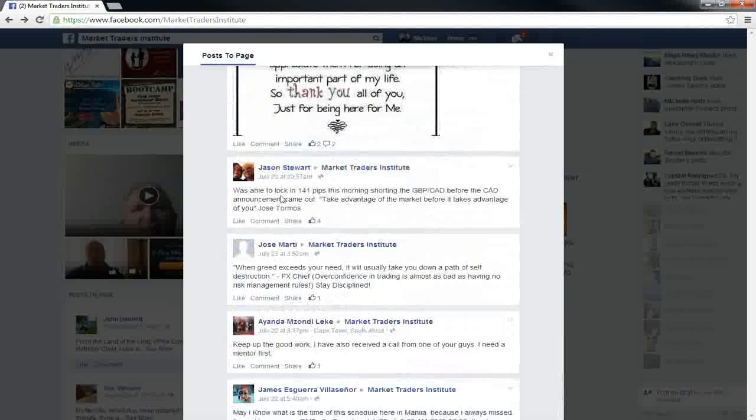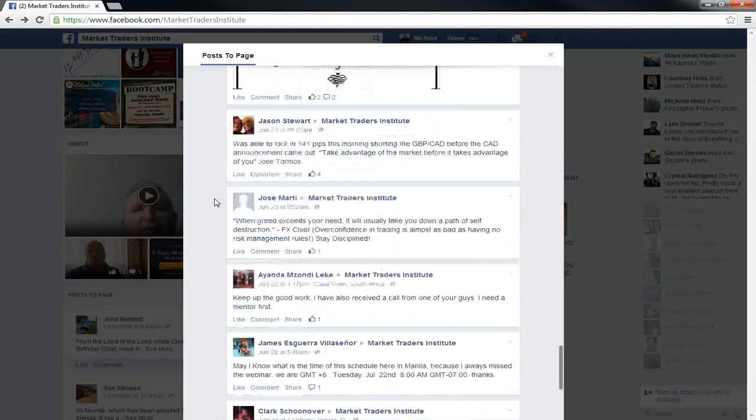Here's another one. Jason Stewart was able to lock in 141 pips this morning, shorting the GBP and CAD before the announcement. How many of y'all would like to generate 141 pips in one morning? You wake up, grab a cup of coffee, you jump on the computer, you take a few minutes, place a trade, you make your pips, and you're done trading for the day. How many of y'all would like to do that?